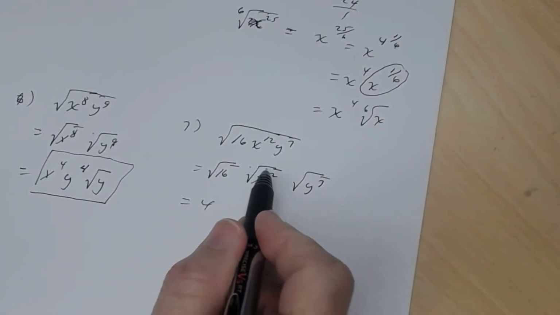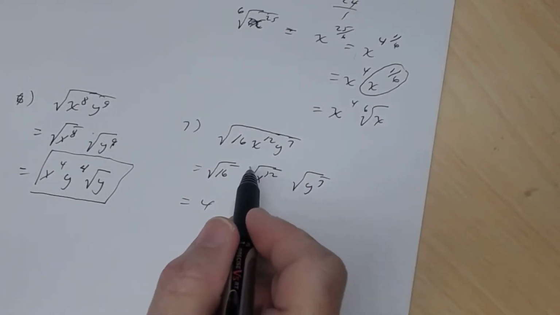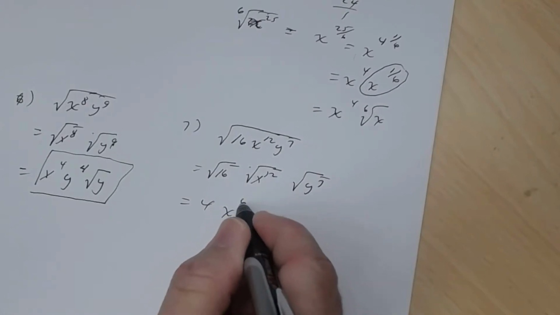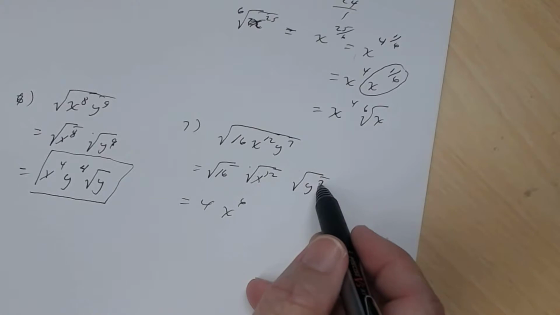16 is a perfect square, so 4 times 4 is 16, so that's 4. The index is 2, the exponent is 12, so 2 goes into 12 evenly, so that's 2 into 12 is 6. That's just x to the 6th power. 2 does not go into 7 evenly, so we are going to have a remainder other than 0.